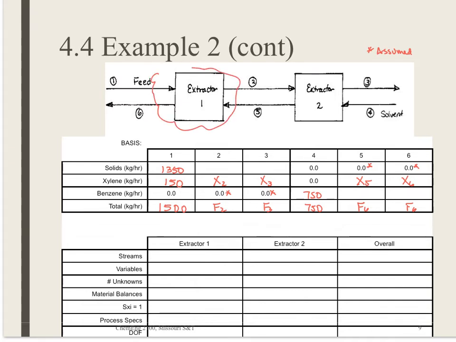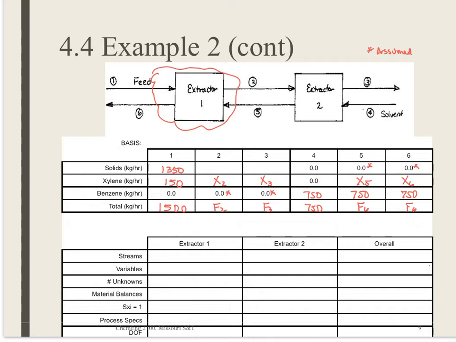So let's just say I'm looking at just the extractor, this one right here. If stream 2 contains no benzene, then all of the benzene that comes in here, this contains no benzene, this contains no benzene. All benzene from stream 5 has to leave in stream 6. Similarly, all the benzene that comes in here has to leave here. Therefore, all of these must be 750. I could also get those by doing balances with unknowns.